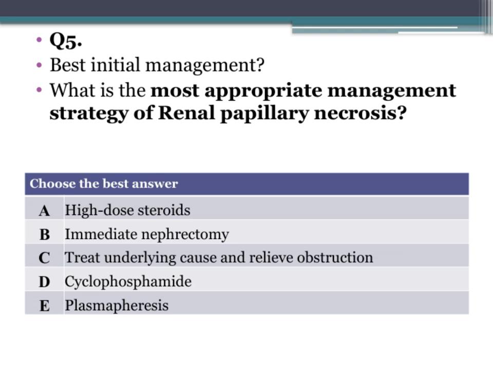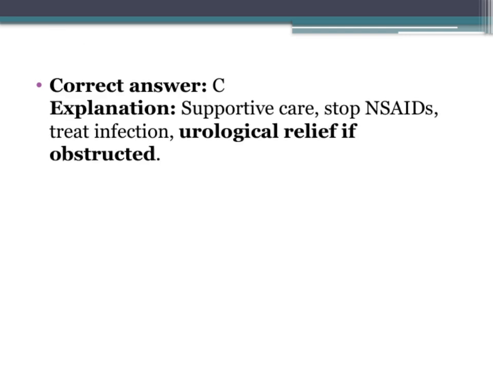Choosing the best initial approach means we want to stabilize the patient and prevent further kidney damage, which makes option C, treat underlying cause and relieve obstruction, the most appropriate choice here. This approach aligns with the overall theme of the presentation, targeting the root cause rather than just the symptoms. So, in summary, the most suitable initial management strategy for renal papillary necrosis is to identify and treat the underlying cause and relieve any obstruction that might be compromising renal function. The correct answer here is C.